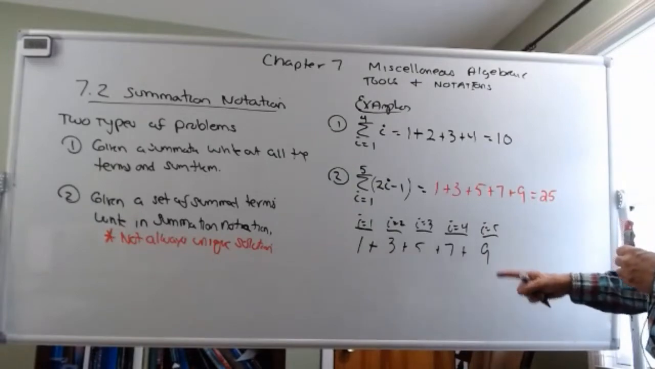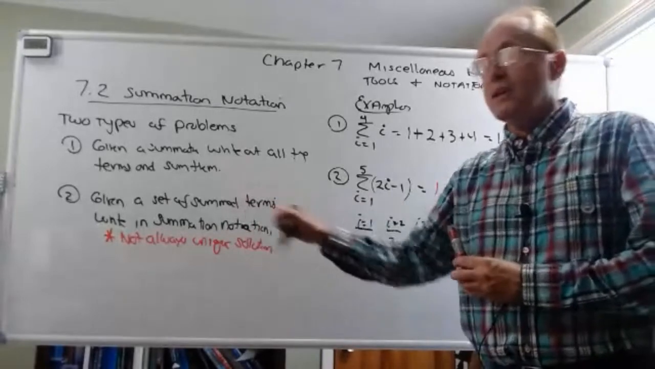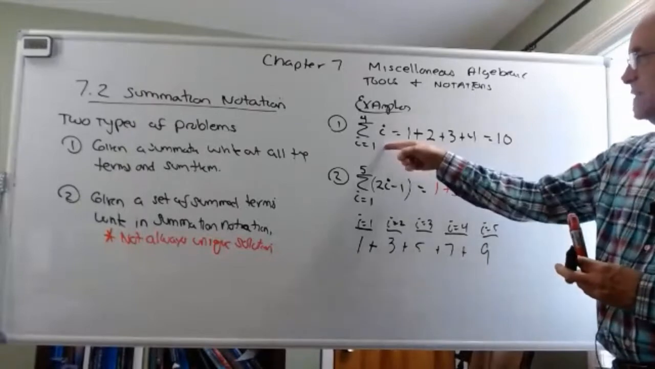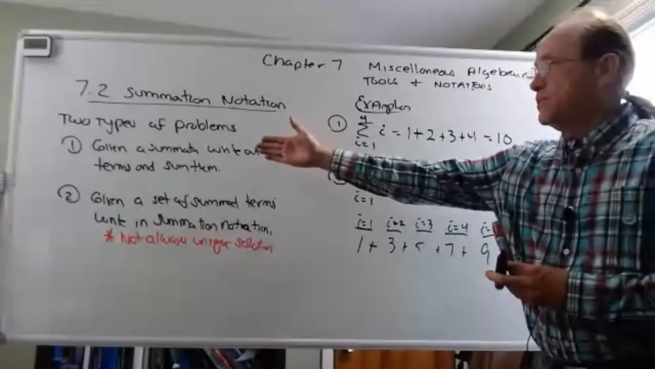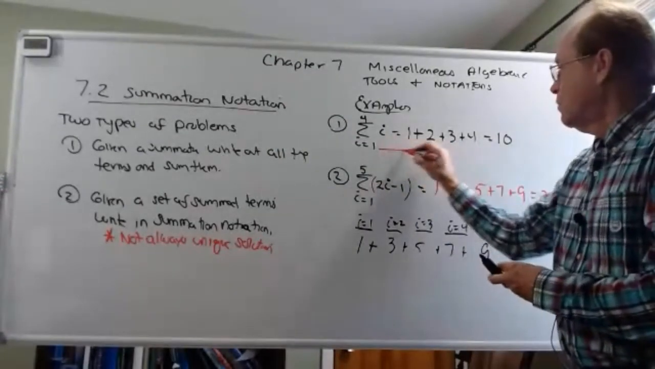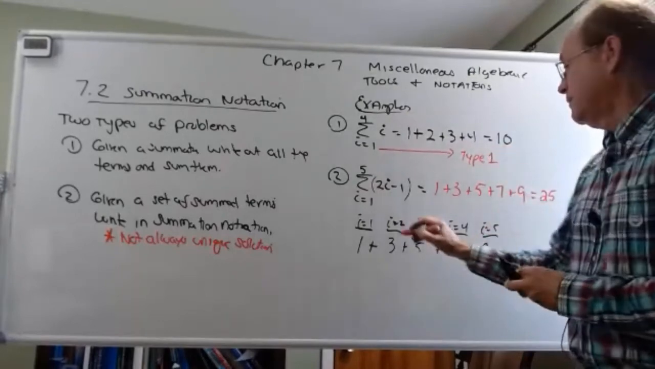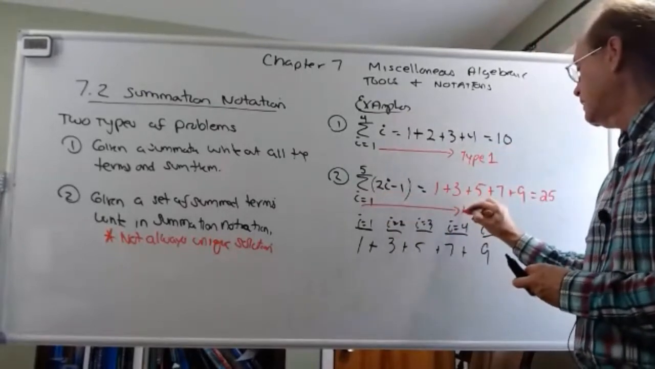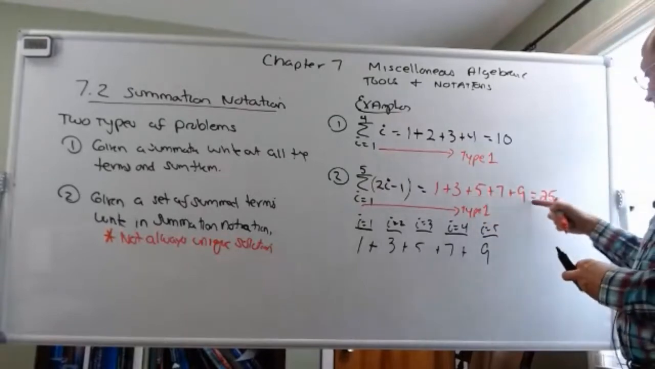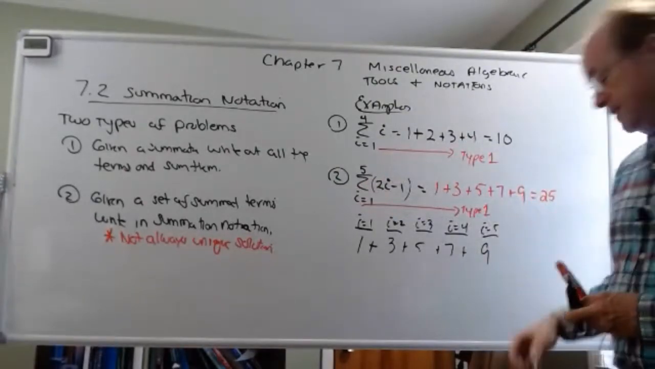Okay. Now, as we're doing this, start thinking of process 2. Process 2 starts with this and ends with that. These are all the type 1 problems, from here to here. Type 2, we start with something like this, and we end with the summation notation. That can tend to be a little bit more difficult.